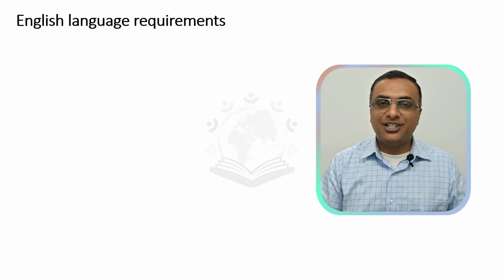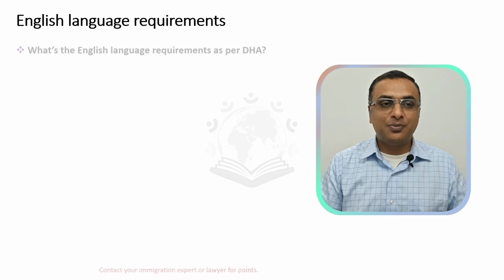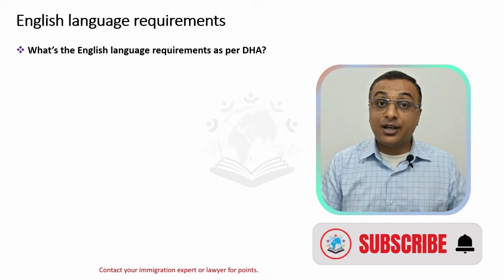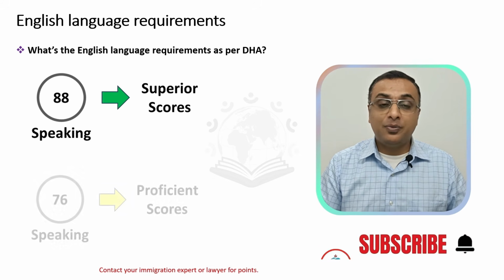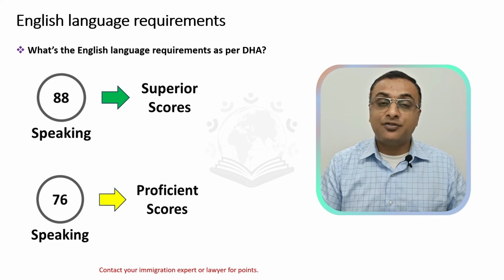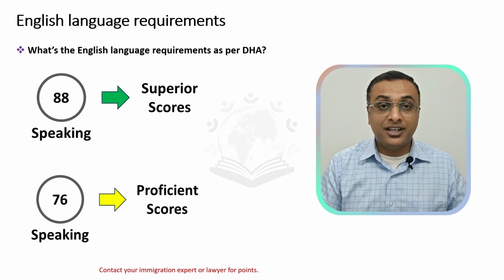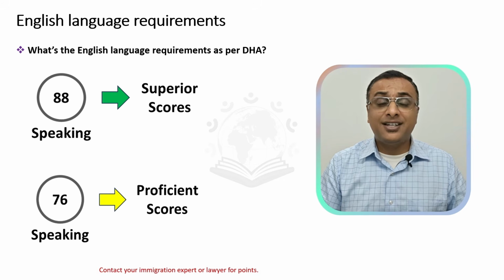First and foremost, let's look at some quick facts with regards to the speaking module. What's the English language requirement as per DHA? It is 88 marks for superior scores and 76 marks for proficient scores respectively. Now let's see it question by question and how we can achieve these scores in your PTE exam.